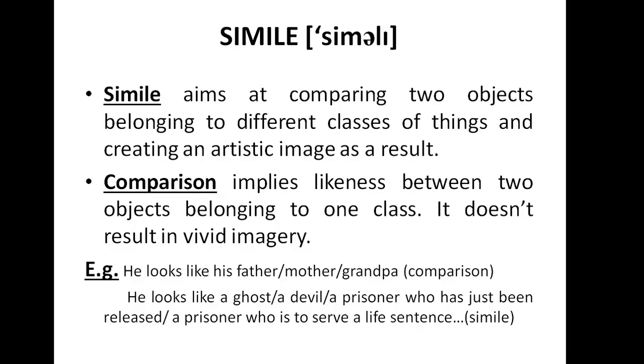Simile aims at comparing two objects belonging to different classes of things and creating an artistic image. Comparison otherwise implies likeness between two objects belonging to one class. It doesn't result in vivid imagery. For example, he looks like his father, mother, grandpa. Simile: he looks like a ghost, a devil, a prisoner who had just been released, a prisoner who's to serve a life sentence.